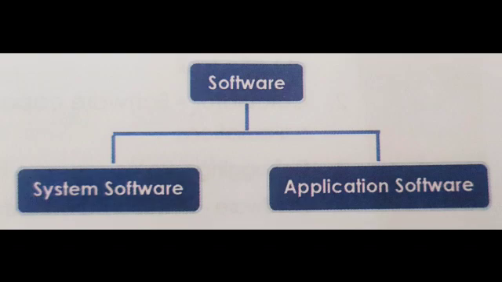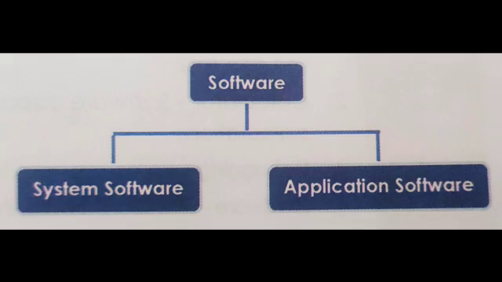Application software. Application software is designed to perform specific tasks. For example, MS Paint is used for drawing and coloring. Notepad is used for typing text, whereas calculator is used for doing calculation, and MS Word is also used for typing documents.